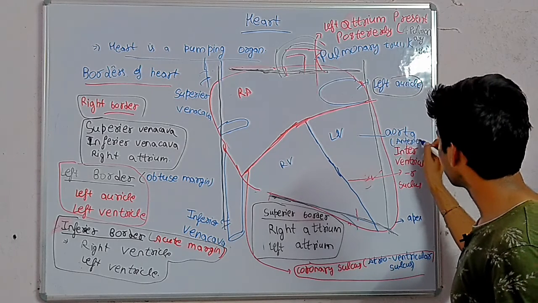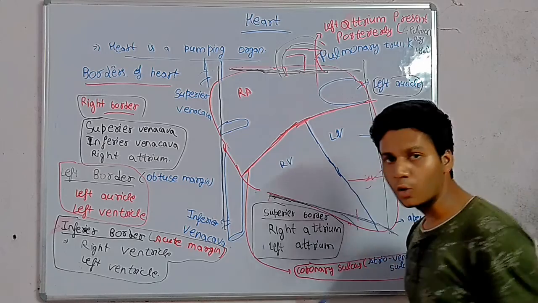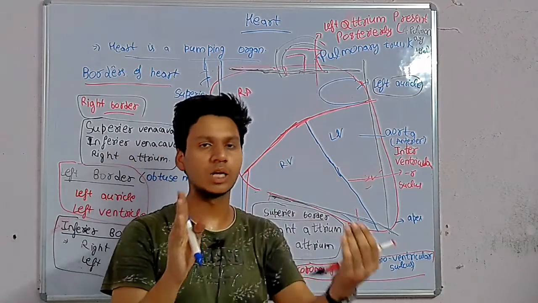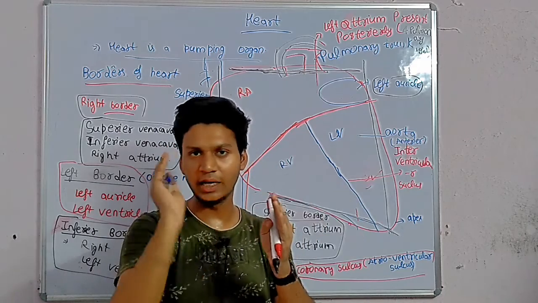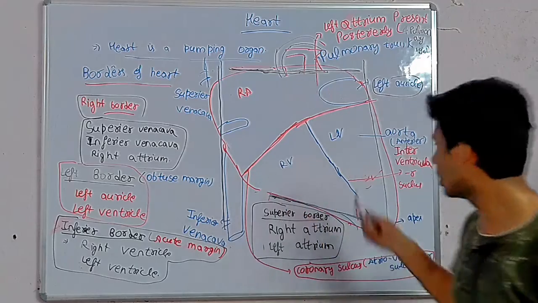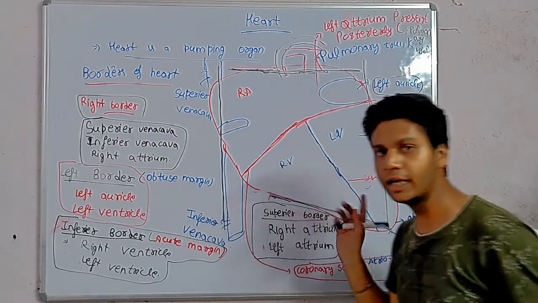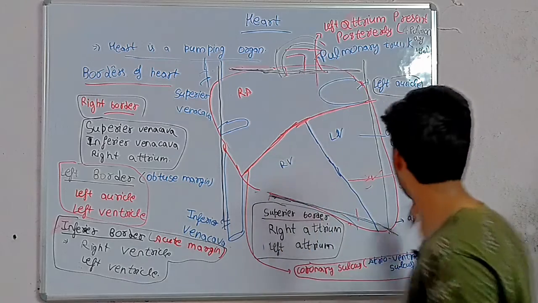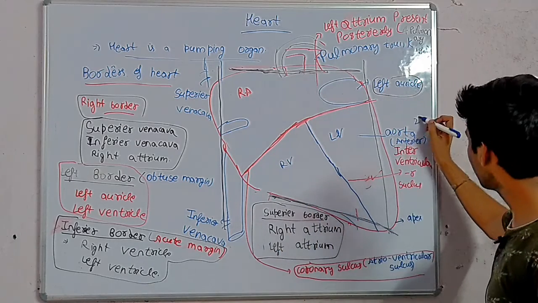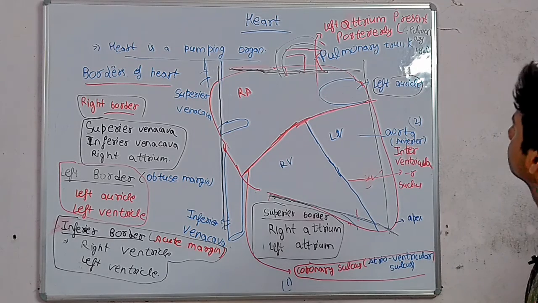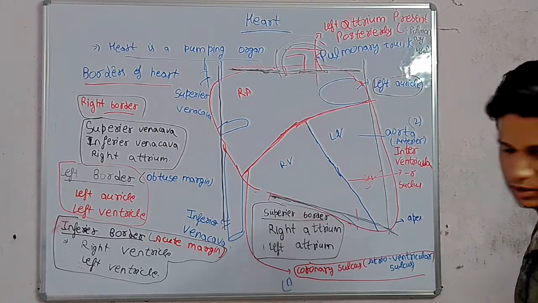So there are three sulci. Remember, coronary sulcus is a single sulcus which is present anteriorly and posteriorly. It is divided into parts: anterior coronary sulcus and posterior coronary sulcus. But interventricular sulci are two: anterior interventricular sulcus and posterior interventricular sulcus. These are two different sulci. So these are two, this is one. So total three sulci. Then note this.